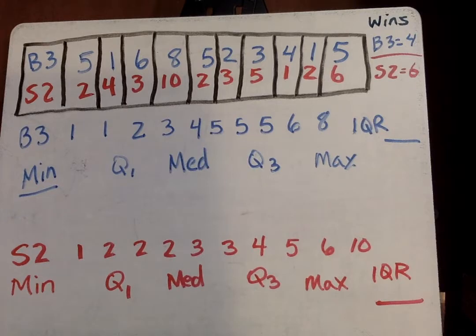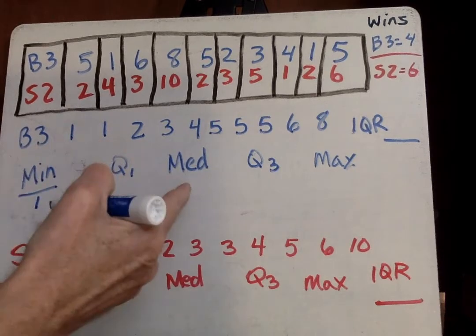Okay. Next, here is B3's data. We went ahead and took all their scores and put them in order from least to greatest. That's how we can find their box and whisker plot. First, we find the minimum. Their minimum number is 1. So I'll put that in for minimum, 1.